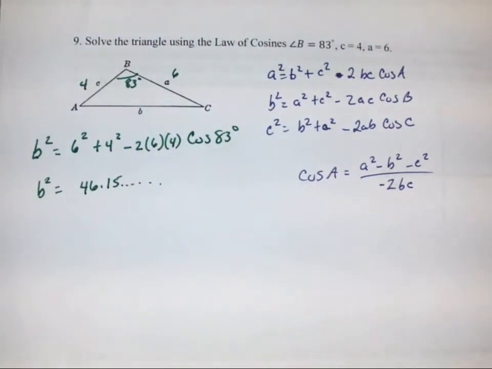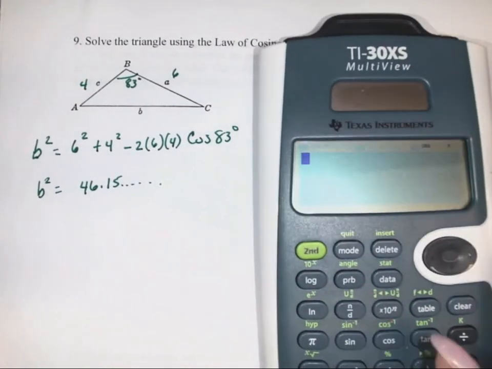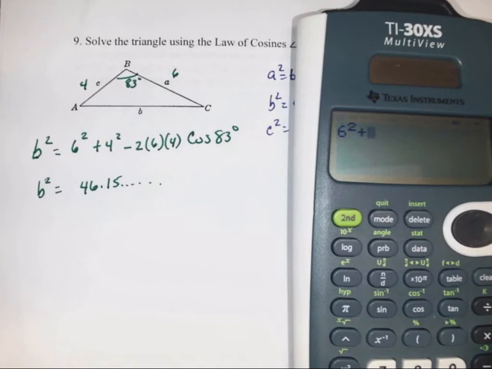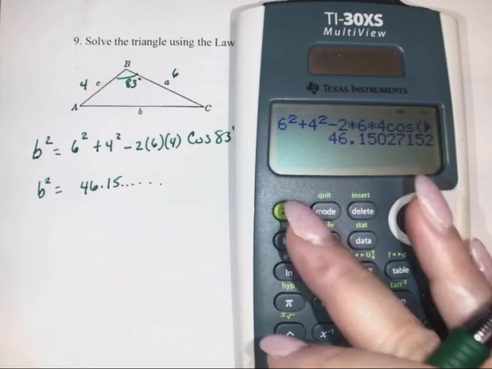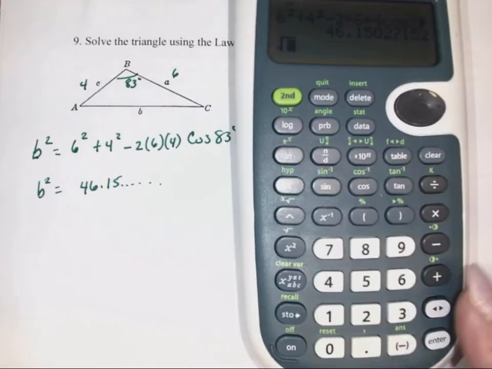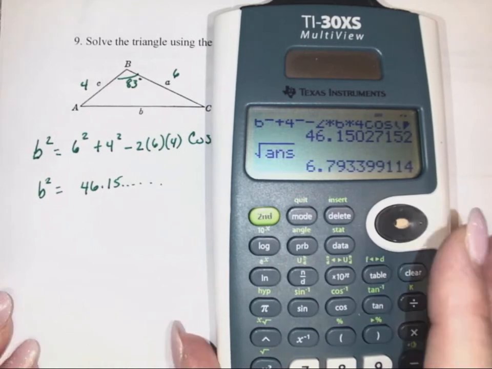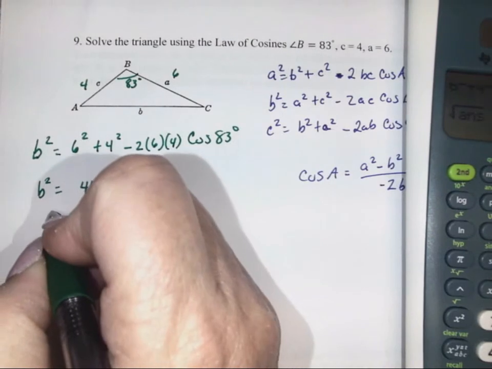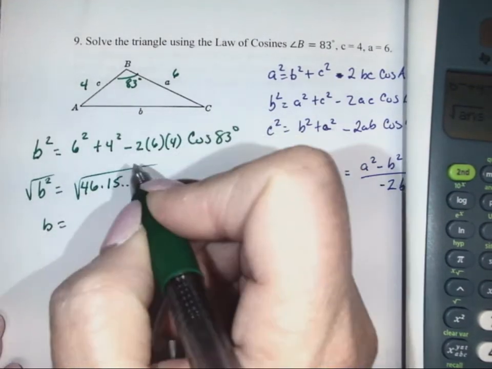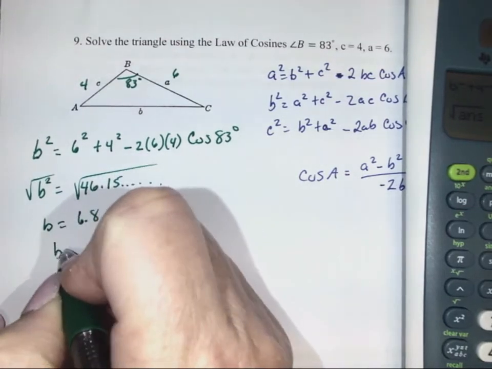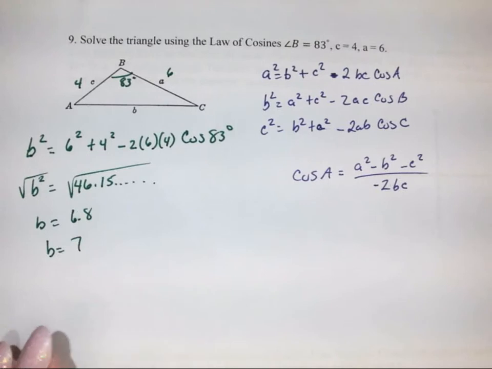Like I said before, you don't have to do all of that. Let me type this in real quick. So we'll have 6 squared plus 4 squared minus 2 times 6 times 4 cosine of 83. Made sure I was in degree mode. So I get this big long number. I now need to take the square root, so I can do second, square root, second, and answer, because that'll put that big long number back in there, and then I can get my value. So it's basically 6.8. So that's our b, because we're going to take the square root of both sides. I've told you before, I'm okay if you take it to a whole number on these, because we're not doing engineering right now, and it'll make it easier when you go find the other angle.